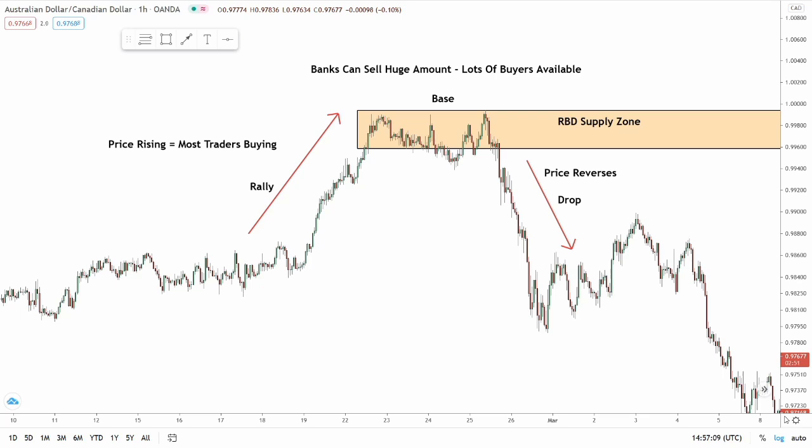Price had been rising, the recent trend was up. Most traders were buying, which gave the banks a ton of buy orders to sell with. They could sell more, leading to a stronger supply zone forming. And that's why rally-based drop and drop-based rally zones are stronger than rally-based rally and drop-based drop zones. It all comes down to buyers and sellers. Rally-based drop and drop-based rally zones form from the banks buying or selling a lot more than when they form rally-based rally and drop-based drop zones. That makes the zones stronger because it shows the banks have more confidence price will reverse and continue in the new direction.